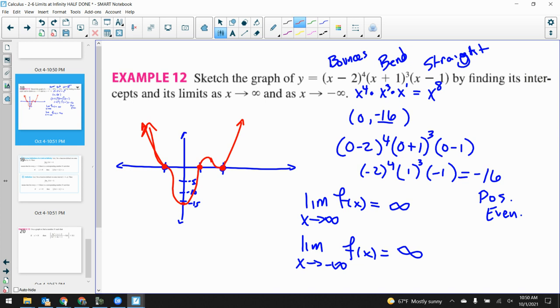Questions about that? No? I am going to let that last example go by the wayside. We're not going to do that last example.